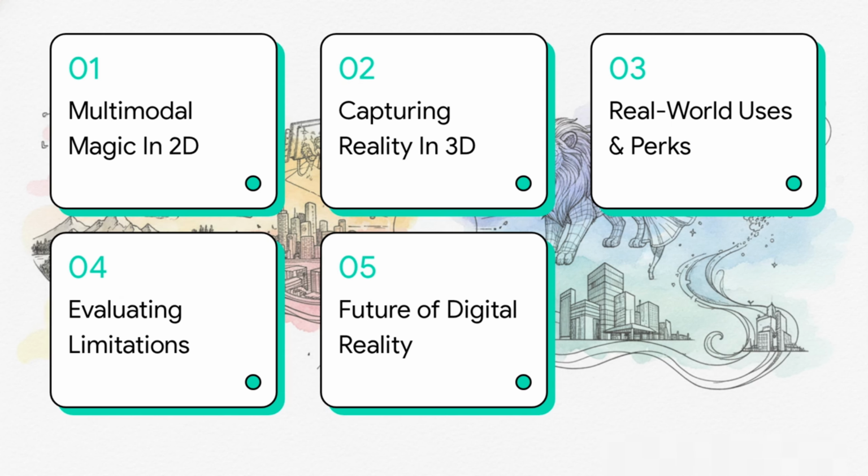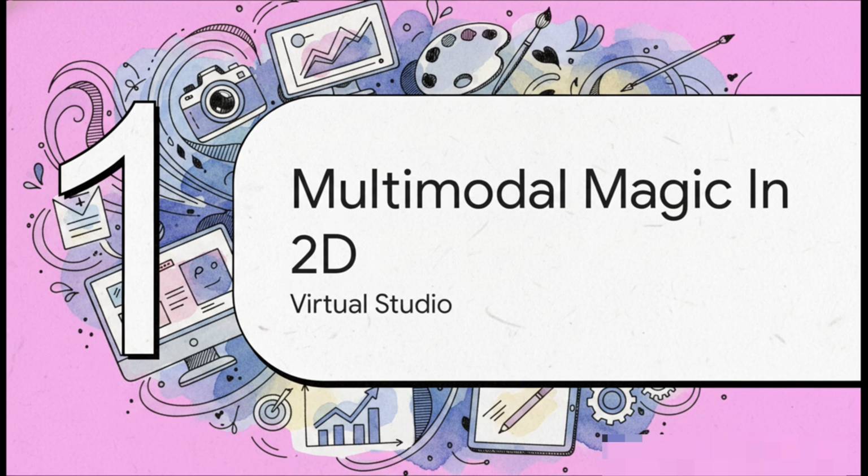Okay, so here's our roadmap for today. Number 1, multimodal magic in 2D. Number 2, capturing reality in 3D. Number 3, real-world uses and perks. Number 4, evaluating the limitations. And finally, number 5, the future of digital reality. Let's get into it. Section 1, multimodal magic in 2D, building the virtual studio.